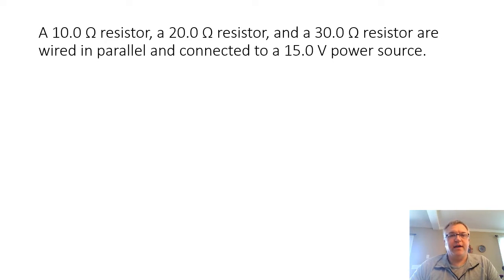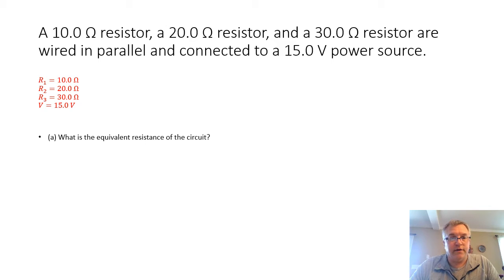We have a 10 ohm resistor, a 20 ohm resistor, and a 30 ohm resistor wired in parallel and connected to a 15 volt power source. So we have our three resistors at 10 ohms, 20 ohms, 30 ohms, and 15 volts for our voltage. And then we want to know what is the equivalent resistance of the circuit.